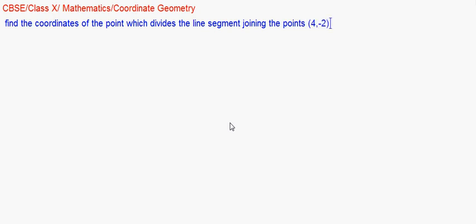(4, -2) and (-3, 5) internally and externally. So in one question we'll learn how to find out both the internal and external division of any line segment in the ratio which is given as 2:3.